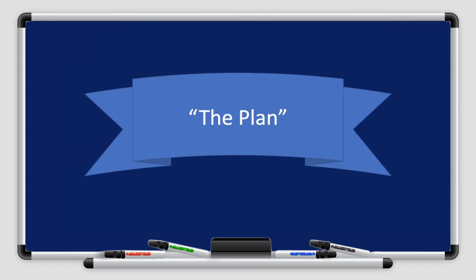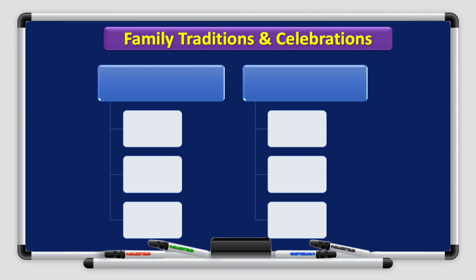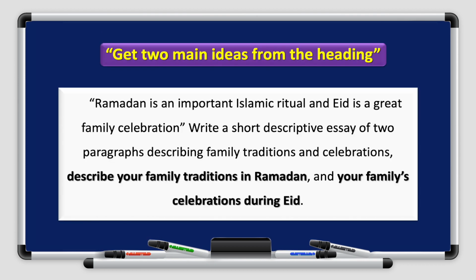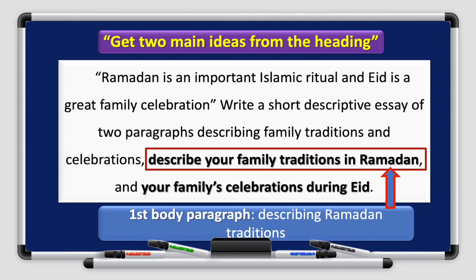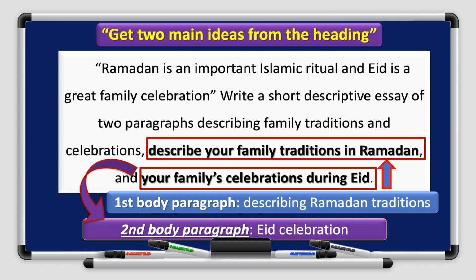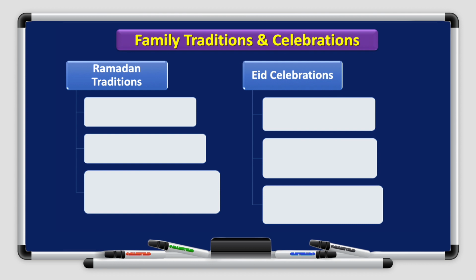Now, let's look at the plan in detail. So, you will be writing 2 body paragraphs. So, you'll be focusing on 2 main ideas. You will ask yourself, where do I get them from? Well, from the task itself. It tells you to describe your family traditions in Ramadan. So, you're going to do that in your first body paragraph. And for your second body paragraph, you will talk about your Eid celebrations. So that's for our 2 body paragraphs. Your first body paragraph on the left side and the second body paragraph on the right side.